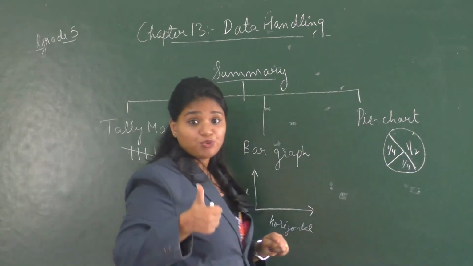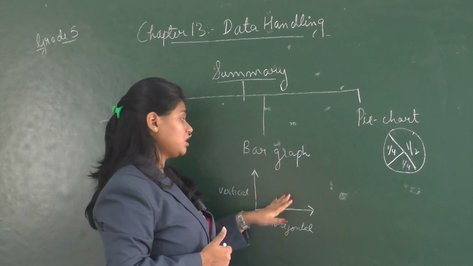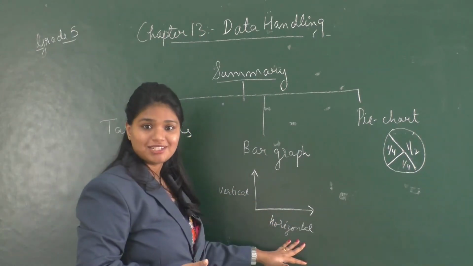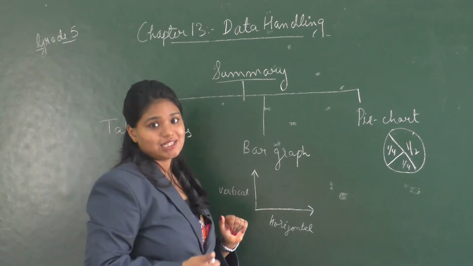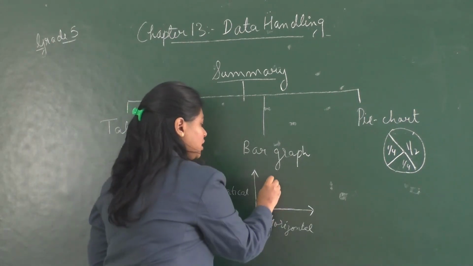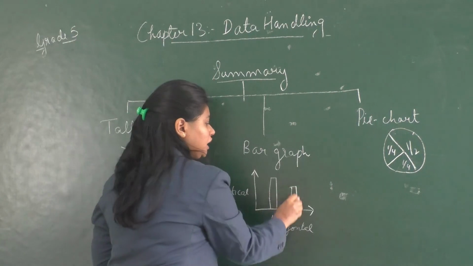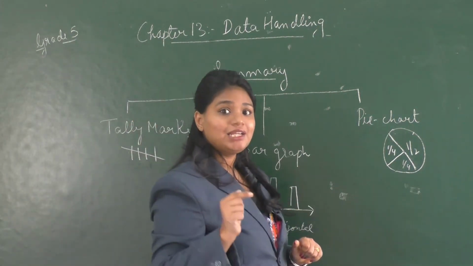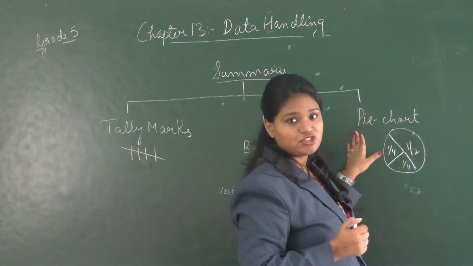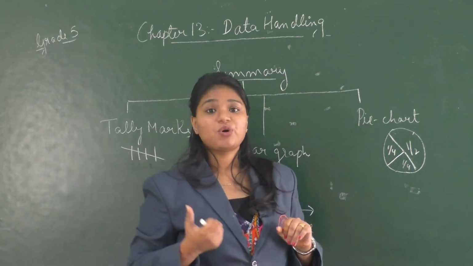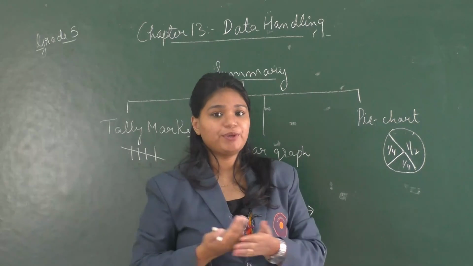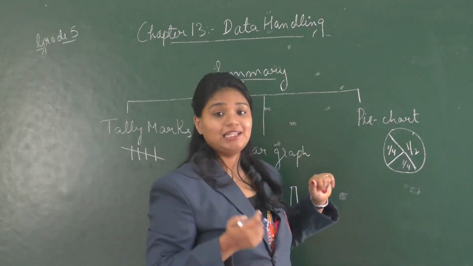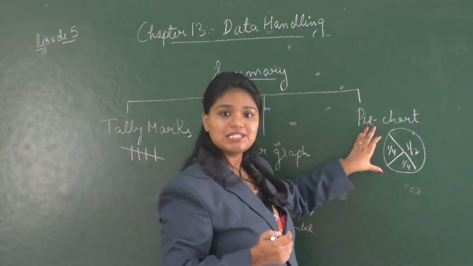Next, we learn how to represent and interpret data using a bar graph. Now, in a bar graph there are 2 axes, horizontal axis and vertical axis, and the data is represented using bars of equal width. Finally, we learn how to represent and interpret data using a pie chart. Now, a pie chart is also known as a circular graph because we represent it in the form of a circle, and the circle is divided into various sectors.